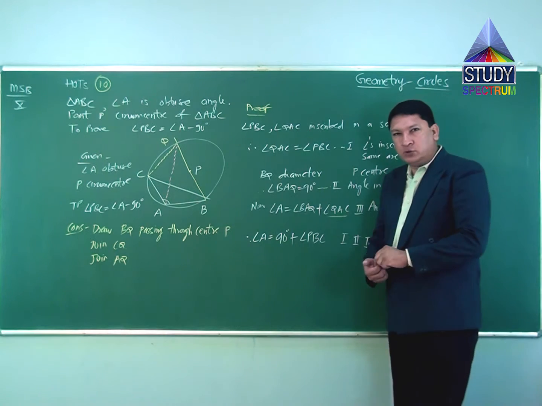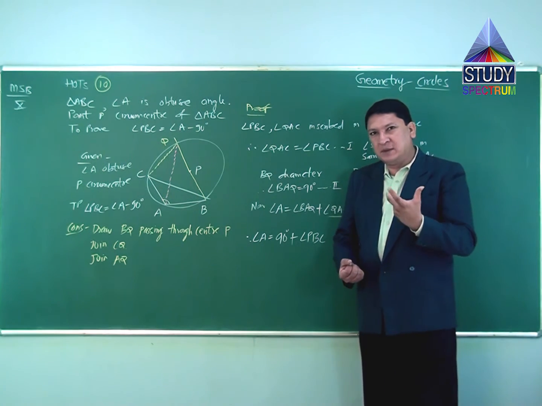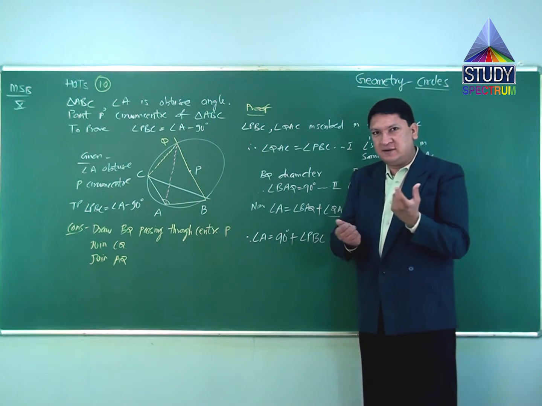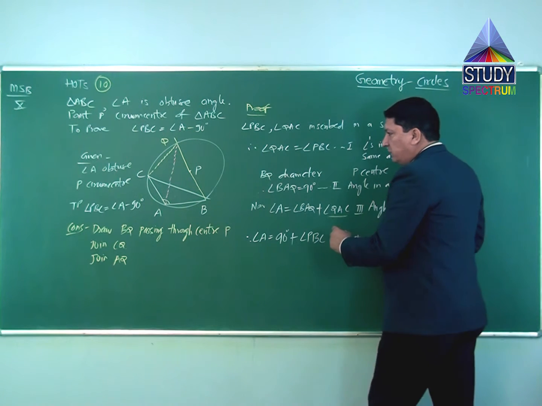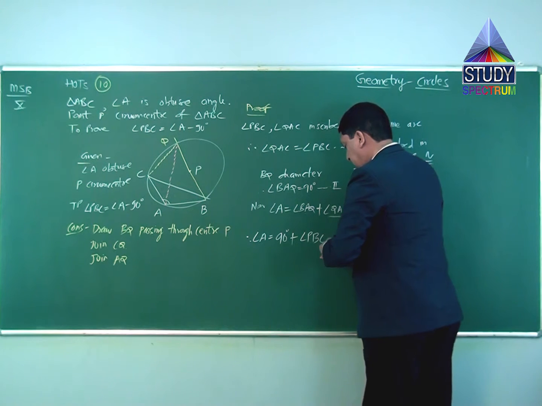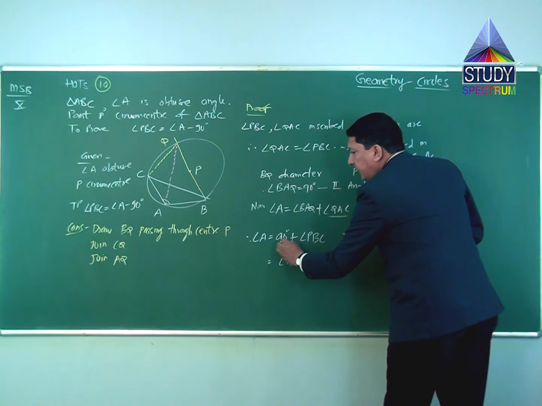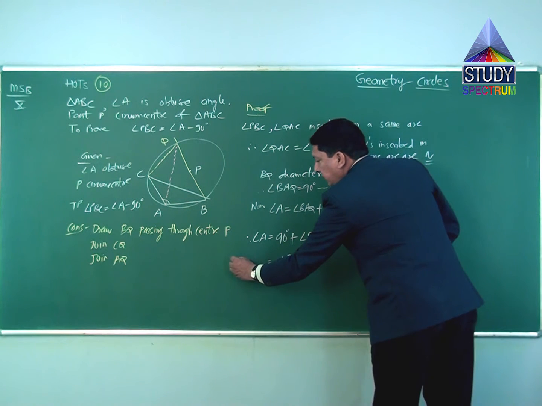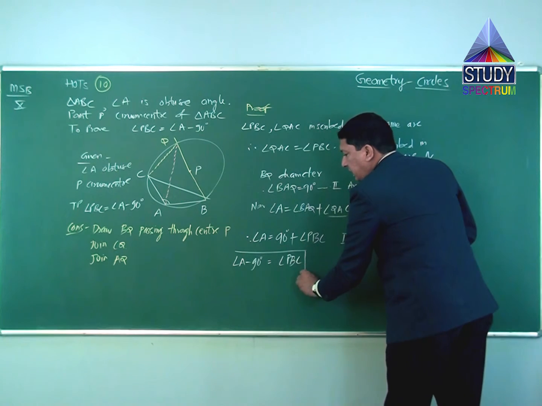Don't you think we are almost at the answer? Almost we have come to the answer, just one small step is left. And that step is we just have to bring 90 degree on other side, equals to angle PBC on right hand side. 90 I am taking this side, so this becomes angle A minus 90 degree.